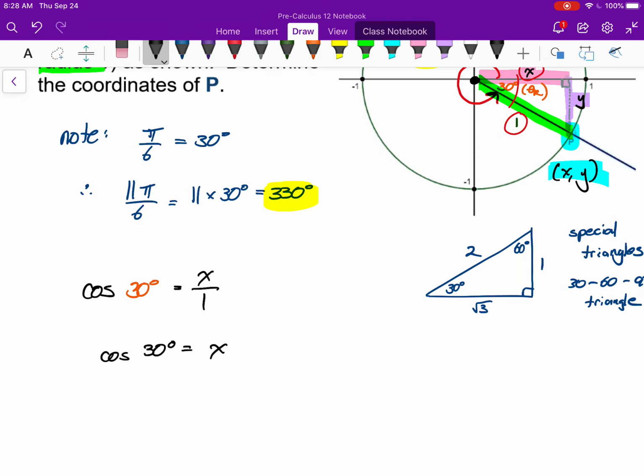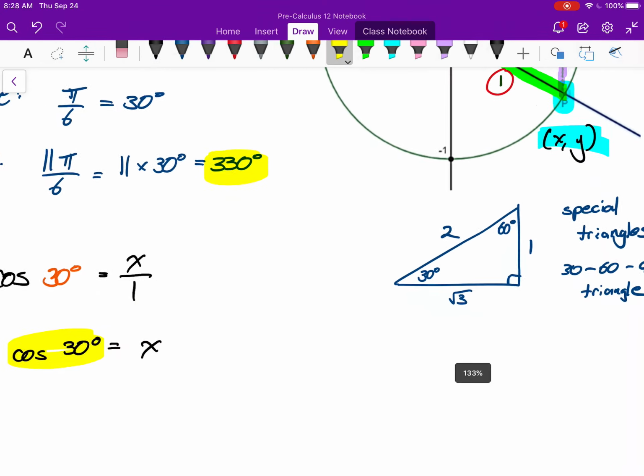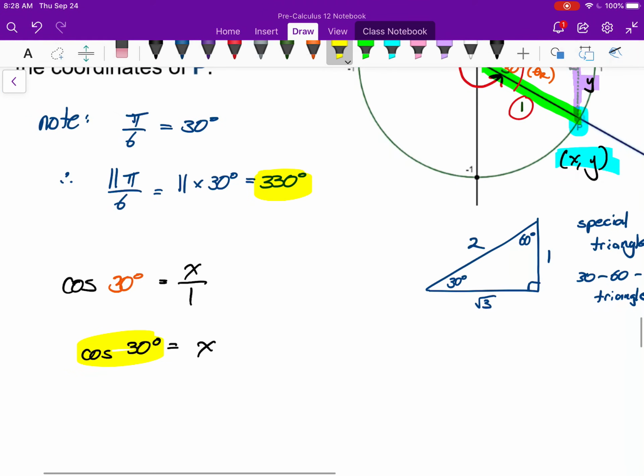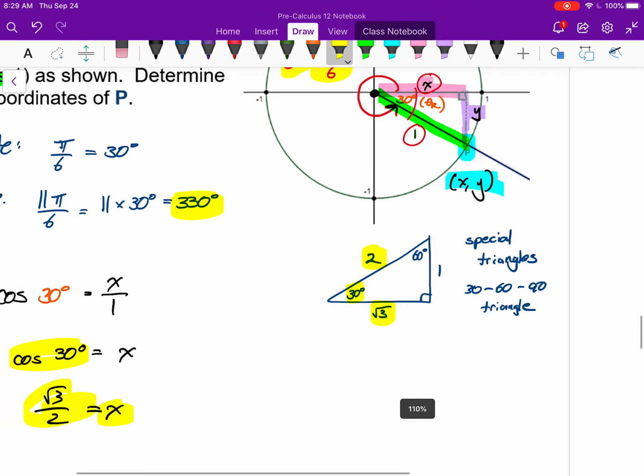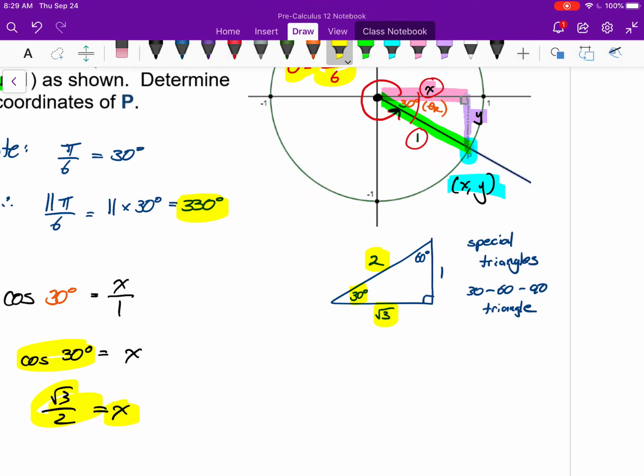And so the cosine of 30 degrees, I can just find, still using a calculator if I was allowed to, or by looking at my special triangle right here. I know the cosine of 30 must be adjacent over hypotenuse. And so in this case, it's root 3 over 2. And so that is not only my x, that is going to be the x coordinate of my point right here.